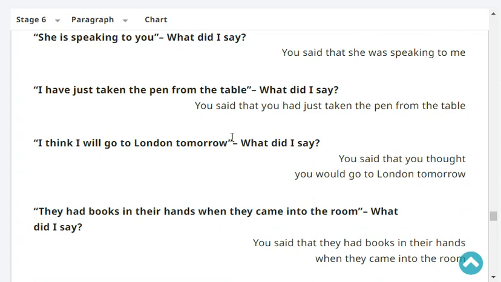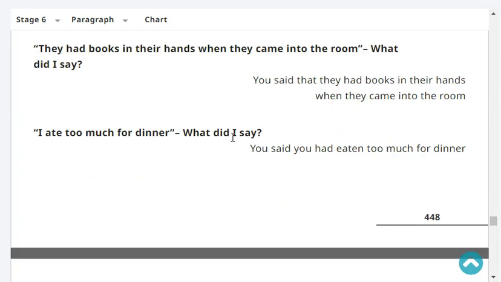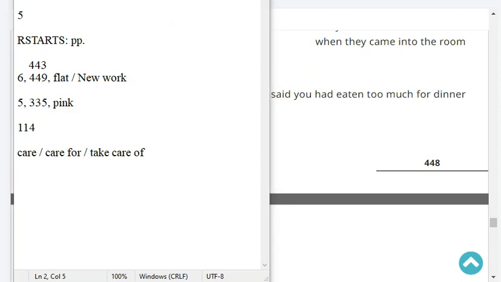I think I will go to London tomorrow. What did I say? You said that you thought you would go to London tomorrow. Very good. They had books in their hands when they came into the room. What did I say? You said that they had books in their hands when they came into the room. Very good. I ate too much for dinner. What did I say? You said you had eaten too much for dinner. Very good.